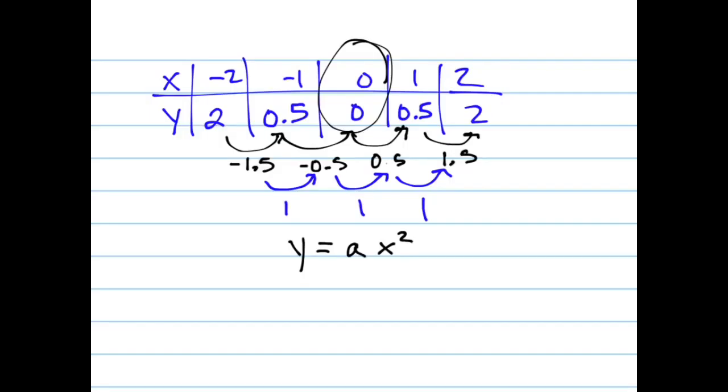Now, there's only one point up there you're not allowed to use: (0, 0). If you use (0, 0), you're just going to get 0 equals A times 0, and that's not going to tell you what A is. So you have to use another point. Let's use (1, 0.5). Plug in 0.5 for y and 1 for x. What does A equal?